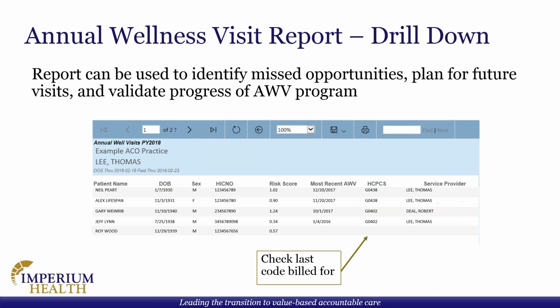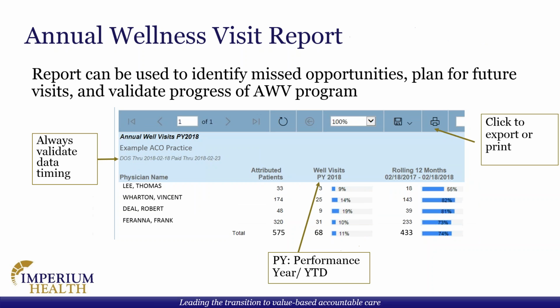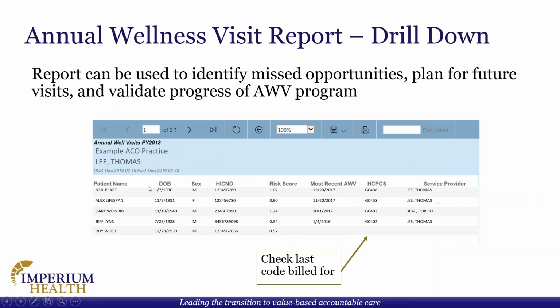So if I'm using that patient level information, and again all I did was click on Thomas Lee's name, I can then see a list of patients that are attributed to Dr.